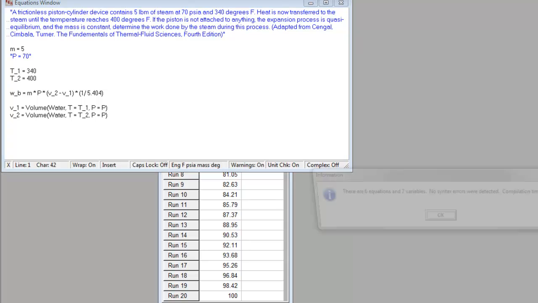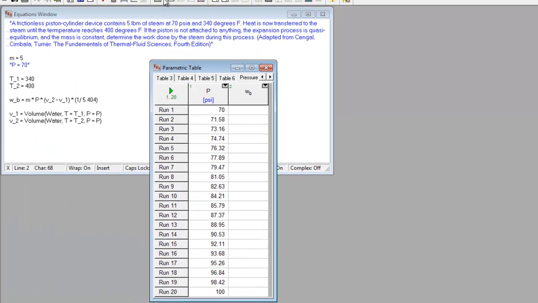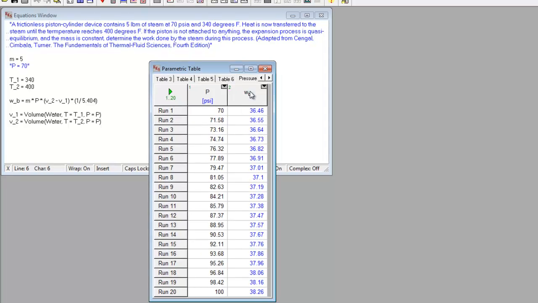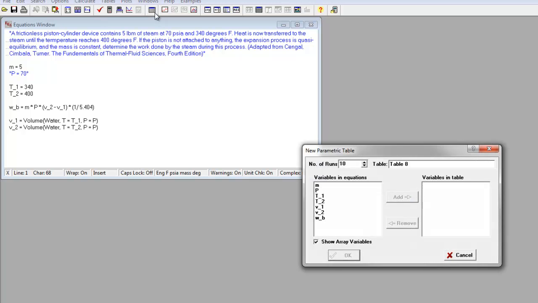Let's go ahead and check it. 6 equations and 7 variables. So that's actually what we want in this case. Let's go ahead and press play, and there you go. All of the values and how they change depending on how the pressure changes. You can see that the work increases as the pressure increases, and intuitively that's exactly what would happen if you're looking at the equation. So let's go ahead and make another parametric table where you can look at specific volume 1 and specific volume 2, as well as the work and how those change when pressure changes.